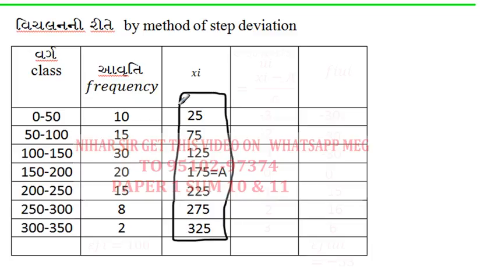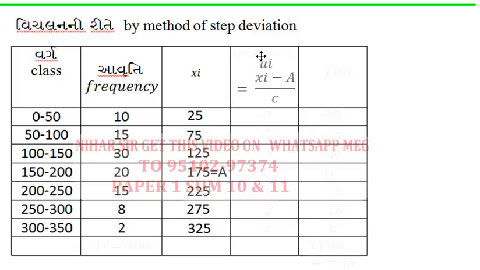Now I can take any cell as A among these. I have taken 175 as A. Now what is ui? ui is equal to xi minus A. Here you have to mention what is A, and C. What is C? That's the class length, the difference between upper limit and lower limit. This is the upper limit and this is the lower limit. So the difference between upper limit and lower limit is 50. So C is equal to 50.